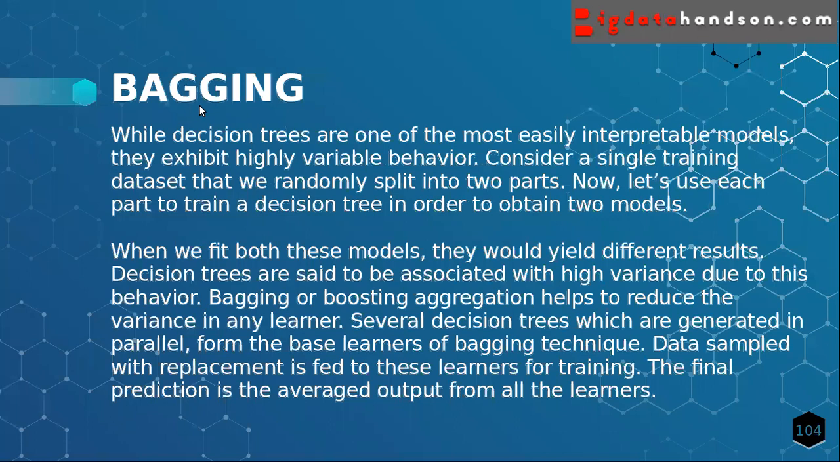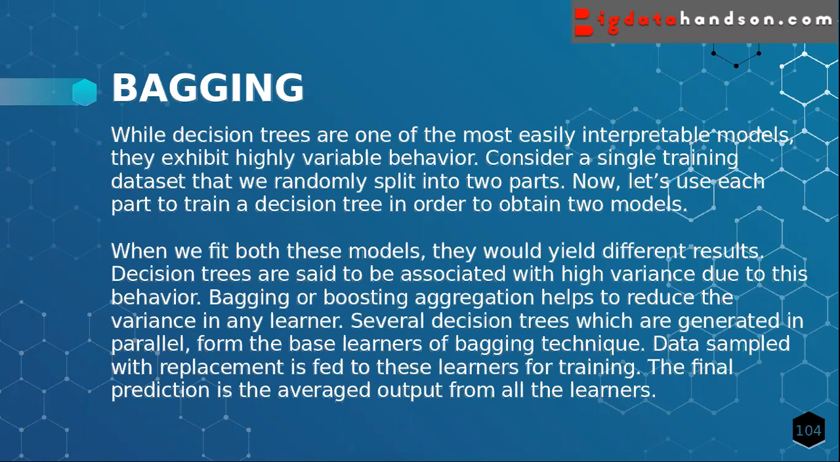So now we have the bagging method. So what is the bagging method? While decision trees are one of the most easily interpretable models, they exhibit highly variable behavior. In a decision tree, if you create a decision tree model, it gives you a high variance result, because it tries to overfit the data set. That's the main problem in the decision tree, right?